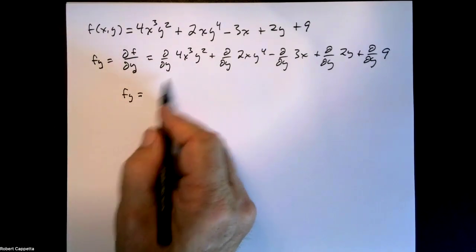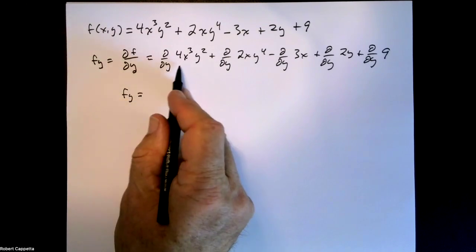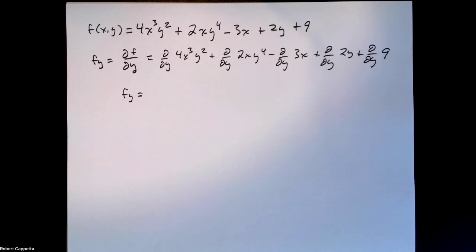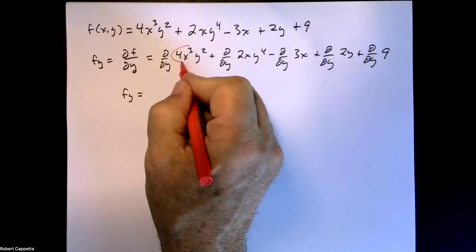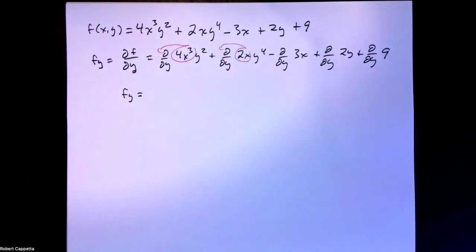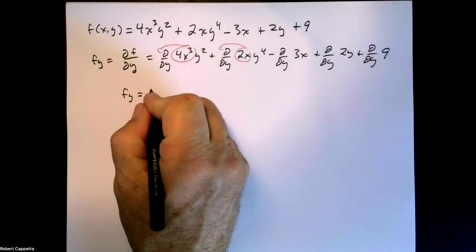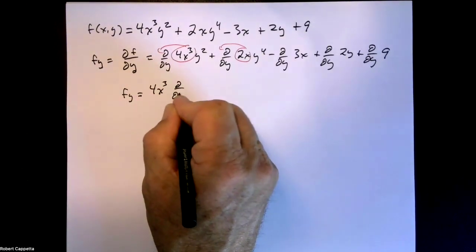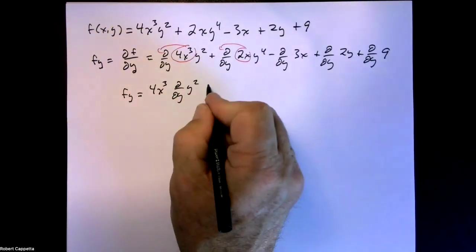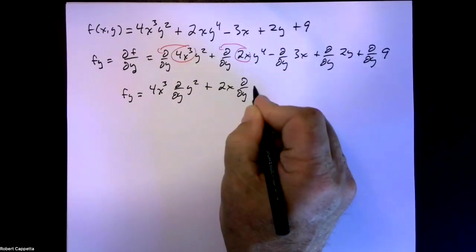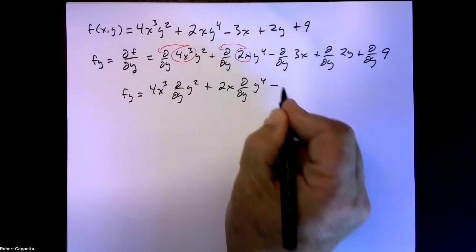So now y is thought of as the variable. X's are perceived as constants. So the constants can come out in front of the derivative operator. 4x cubed can move in front. 2x can move in front because those are perceived as constants. We are fixing x in this discussion. So we get 4x cubed times the partial with respect to y of y squared plus 2x times the partial with respect to y of y to the fourth minus.